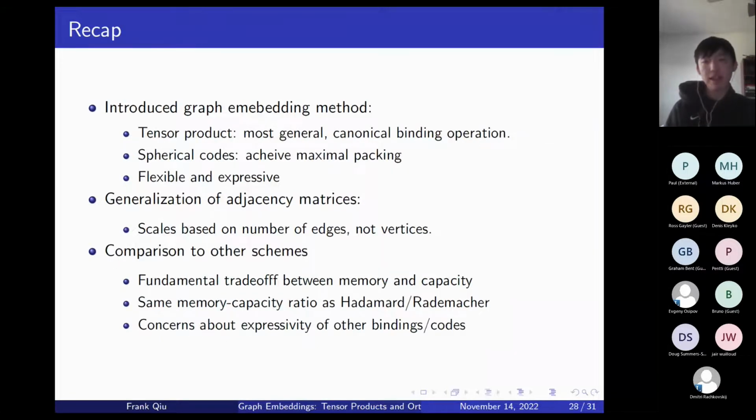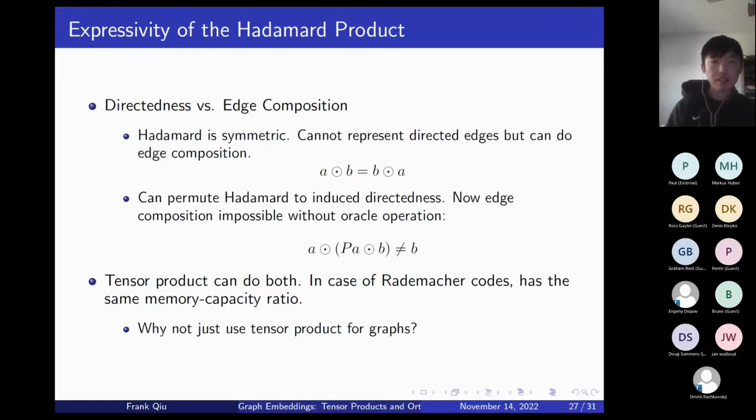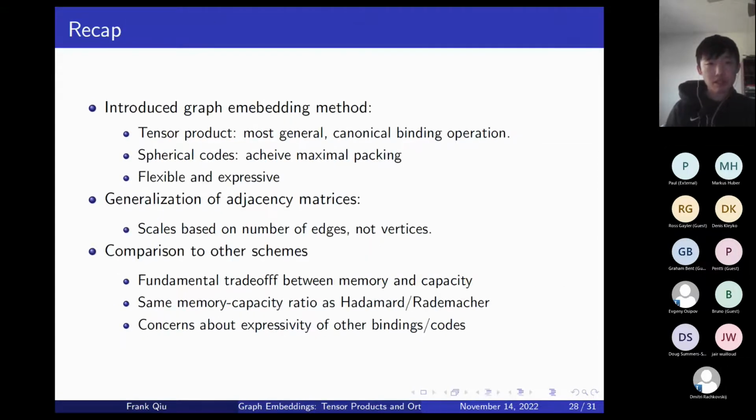So here's a recap of what happened in this section. We specifically looked at the tensor product and its memory capacity ratio compared to the Hadamard-Rademacher case. We actually saw that, one, it has the same memory capacity ratio as this supposed dimension preserving method. It also has more expressivity than this dimension preserving method. And the same concern can be extended to other similar binding operations like the convolution and the circular correlation.